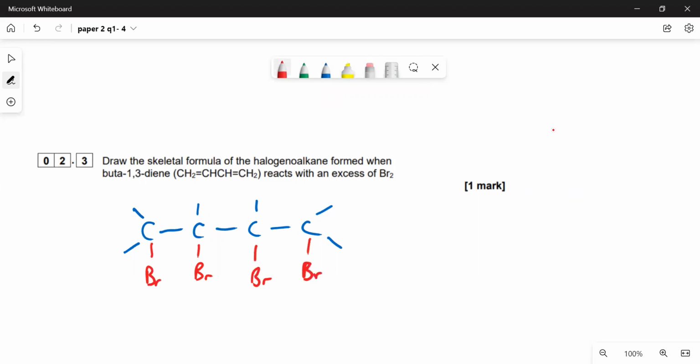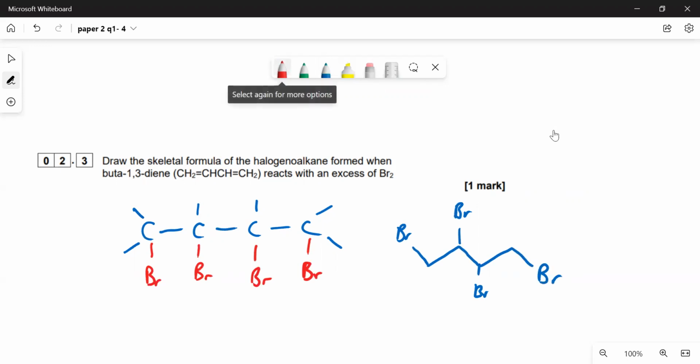It's asking us for a skeletal formula. So here is the skeleton, and then we've got a bromine on the end there, a bromine on that one, a bromine there, and a bromine on that one. It's a bit confusing, I think, but you can see that they're the 4 carbon atoms. That's the skeletal formula.